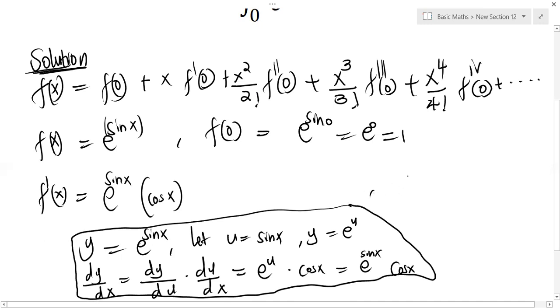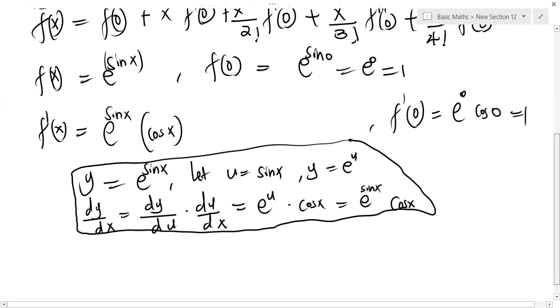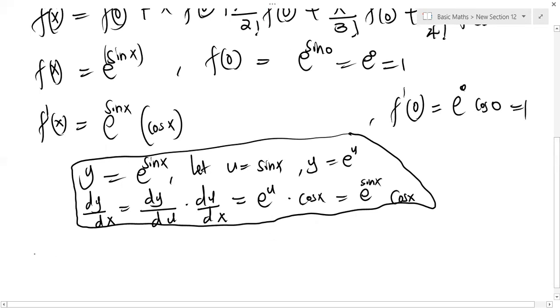So what is our f prime of 0? Replace where there's x with 0. We will have this as exponential 0, cos of 0. Cos of 0 is 1, exponential 0 is 1, so this gives 1. Okay, moving on swiftly, we want to evaluate f double prime of x.